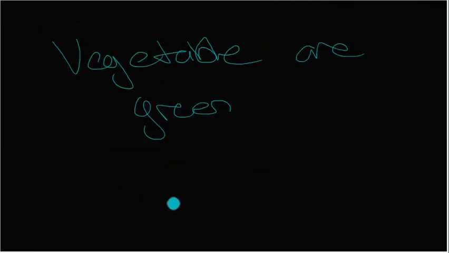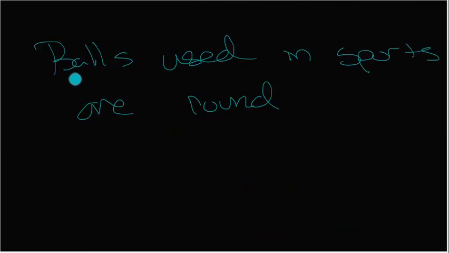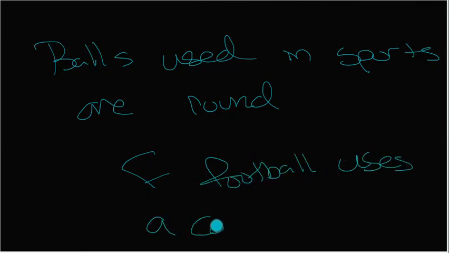Next we have vegetables are green. Well, this is false because carrots are orange and a vegetable. Next one says balls used in sports are round. This is false because football uses a more cone-shaped ball.